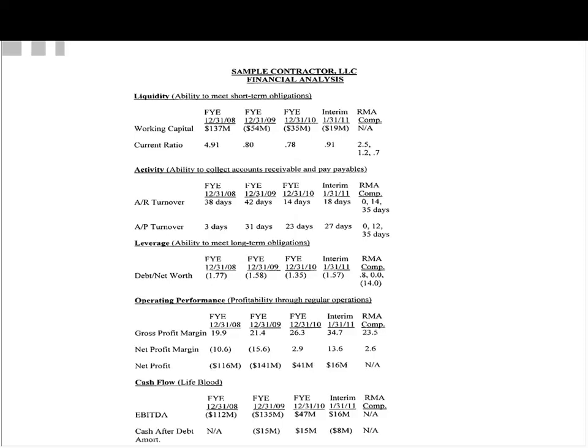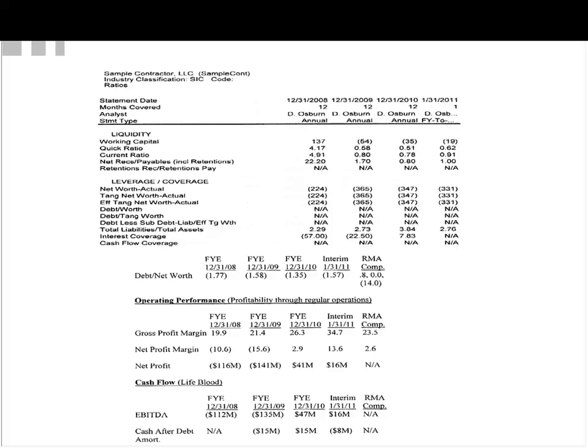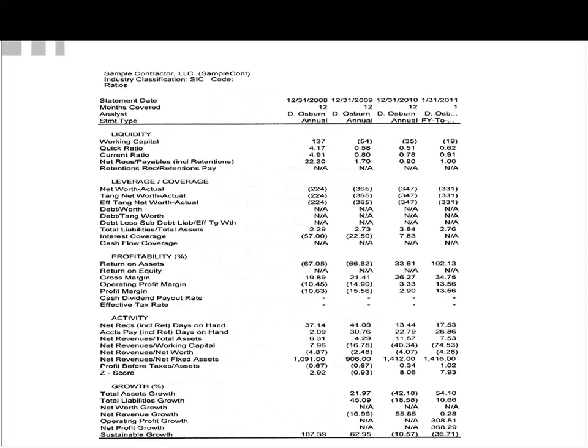Moving forward. If you will turn with me back one page to the last page of the spreadsheet, towards the bottom of the page on the left, you'll see under activity Z-score. If you'll highlight that, including the numbers, and then sustainable growth in the very bottom of this page. We're going to go ahead and cover those momentarily.